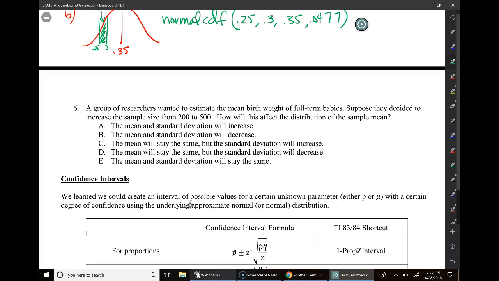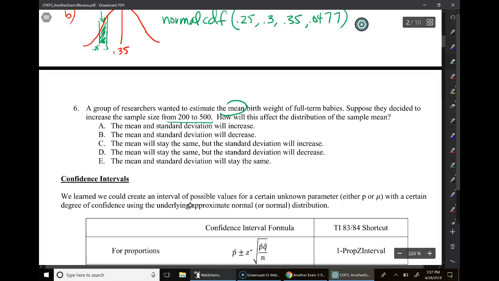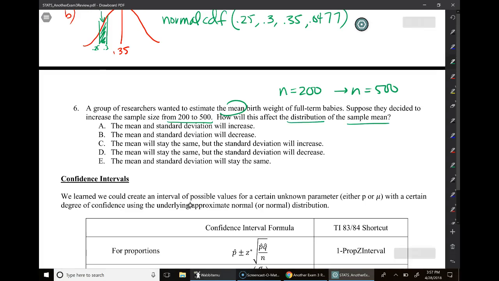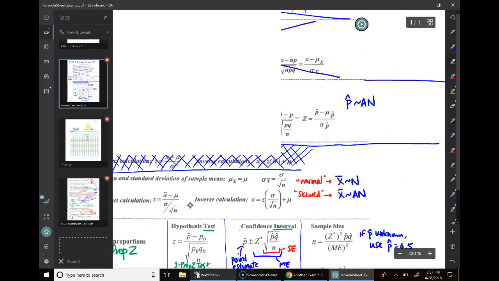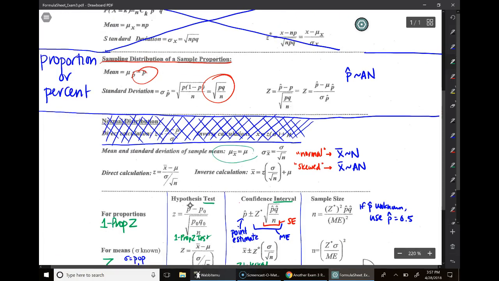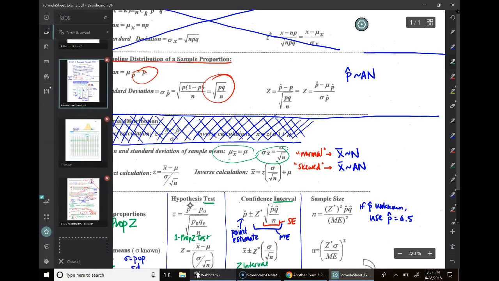All right, so coming back, we're talking about means. We know we're increasing our sample size. So n went from 200, and now it is going to 500. How will this affect the distribution of a sample mean? Well, remember, you can go to your formula sheet if you need to. Distribution of a sample mean is all about these things, right? So we can go back to these two formulas and put them there to help us out with this problem.